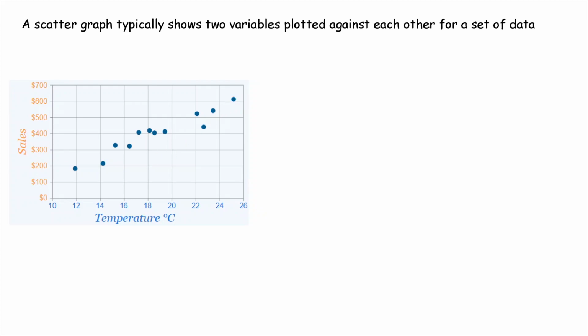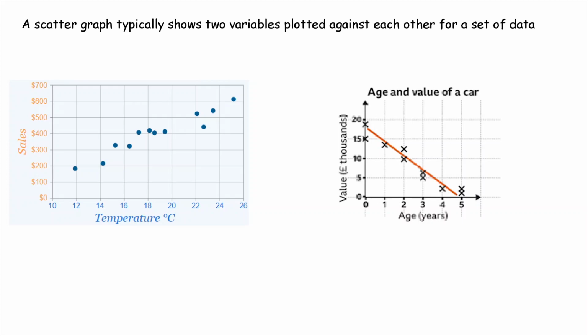This could be for something like ice cream sales, right? The hotter it gets, the higher the temperature gets, you're going to sell more ice creams. That could be the example of what is going on with this scatter diagram. So you've got this upward trend, which we call positive correlation, but we'll talk more about that in the next video.